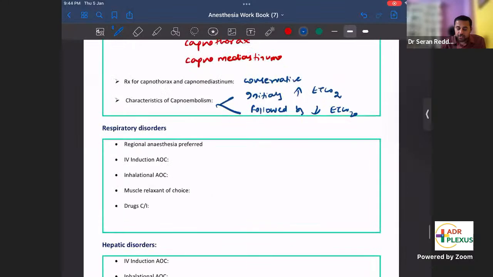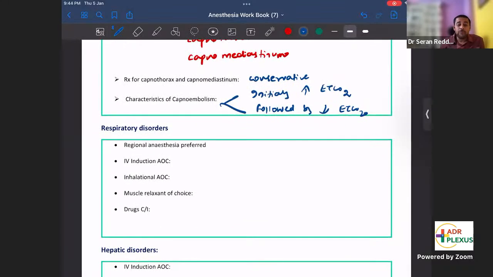Then coming to respiratory disorders. In respiratory disorders, because of the lung involvement, as much as possible prefer regional anesthesia. And if at all you are going for general anesthesia, the IV induction agent of choice is ketamine or propofol. The inhalation agent of choice is sevoflurane.